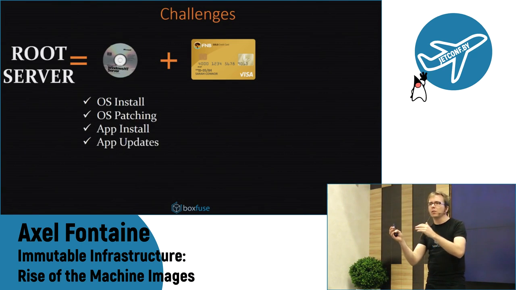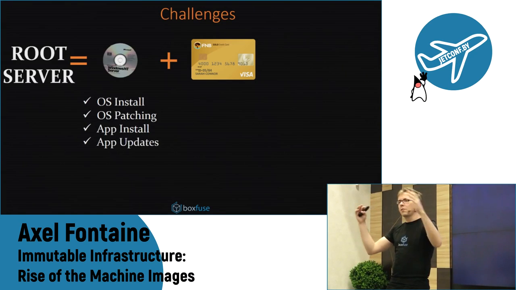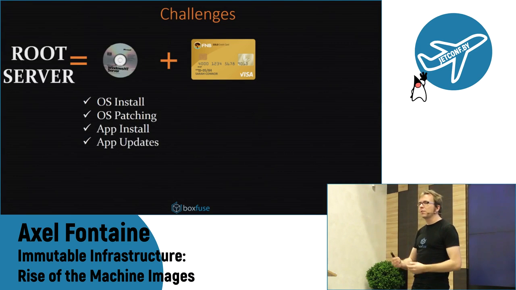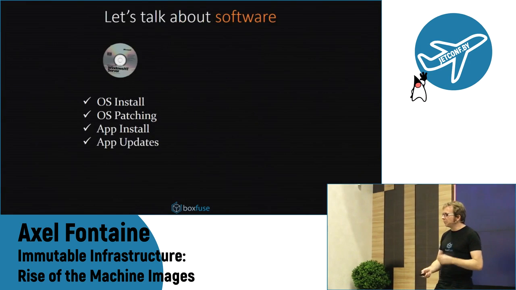So this is the typical model of OVH or Hetzner, where for about 50 euros a month you get an i7 with 64 gigs of RAM and a terabyte of SSD space. So this is the classic root server.